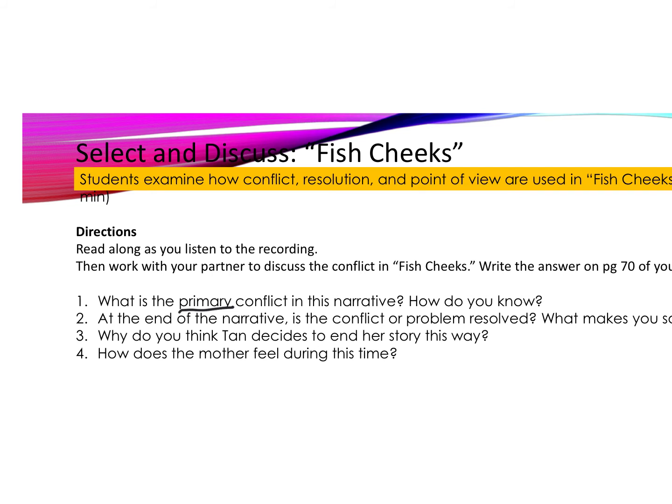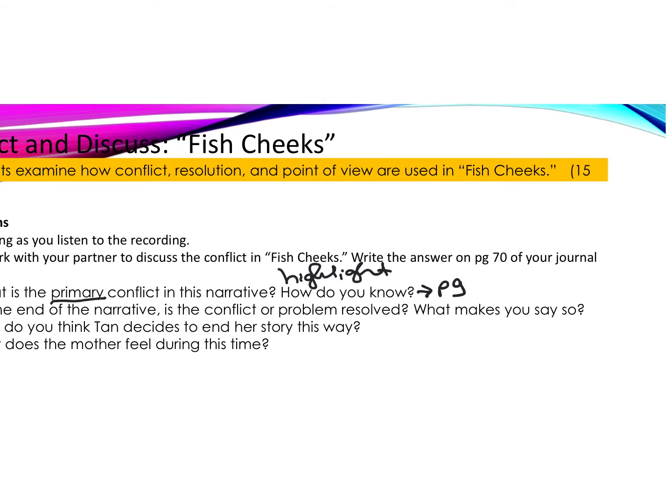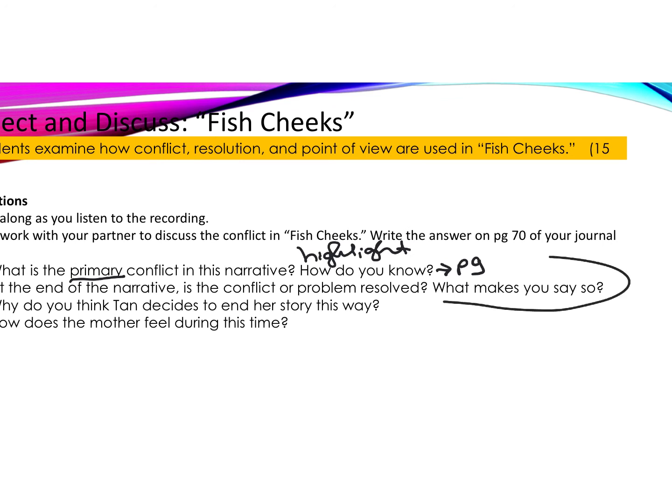You can do that one of two ways. You can highlight the conflict in your text, and then just write in your journal what page it is, and then I can easily reference it, or you can copy the line, whichever, it doesn't matter. But you're going to be sharing your answers, so you're going to need to have the evidence. And then at the end of the narrative, is the conflict resolved? Okay, so you and your partner will talk about, is it really resolved? And then, why do you think that? Some stories don't resolve the conflict. They leave you thinking.